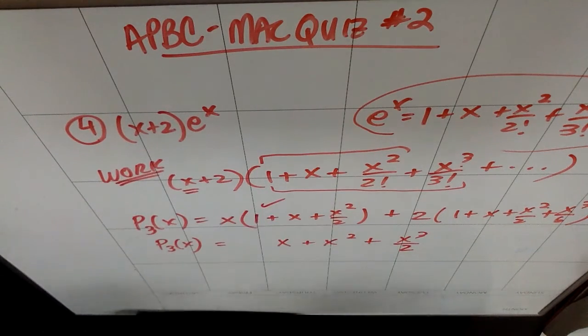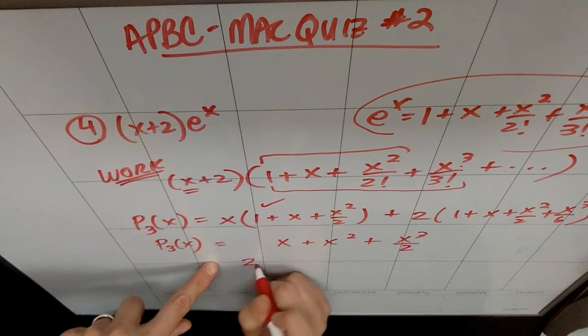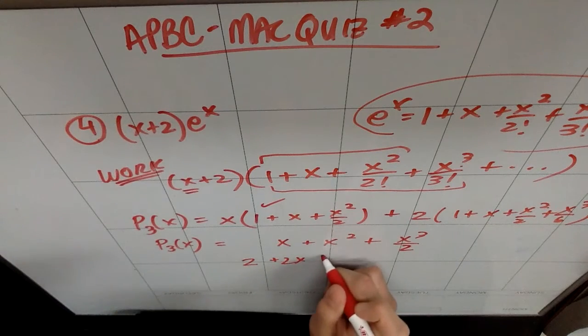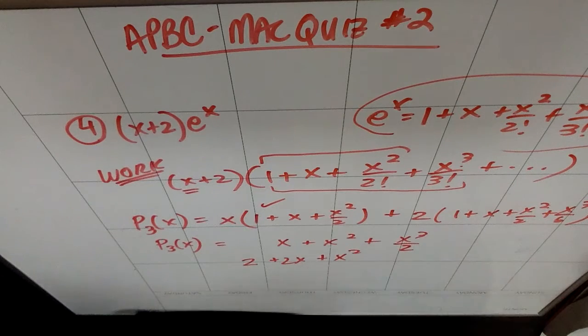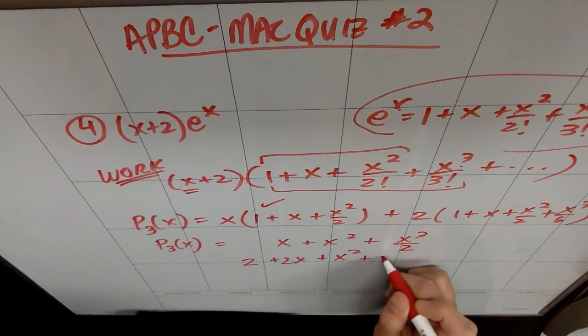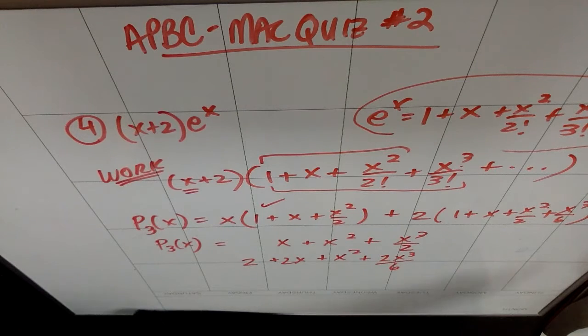Cool, so this guy's done. And then I'm going to distribute the 2. Notice I'm kind of lazy, so I write things where they line up. I'm going to have 2 times 1, which is 2, plus 2x, because 2 times x, plus what seems to be another x squared, because 2 times x squared over 2, plus 2/6, which you can leave as 2/6 if you want, because you're going to need it in a sec anyway. 2/6 x cubed, and that's all of my cubes.